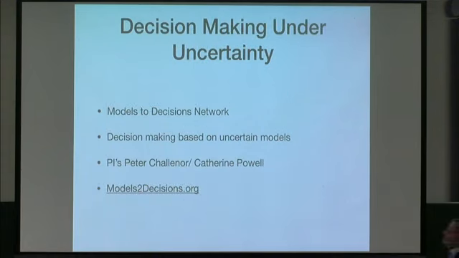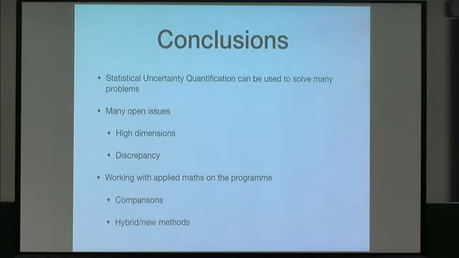Finally, because my time's running out, a very quick word about decision making under uncertainty. Jane's already mentioned this, so I don't have to go through it in any great detail. Catherine and I run a network called Models to Decisions about using models of the kind I've talked about to make decisions in the real world. We have a website, and there are some brochures outside.